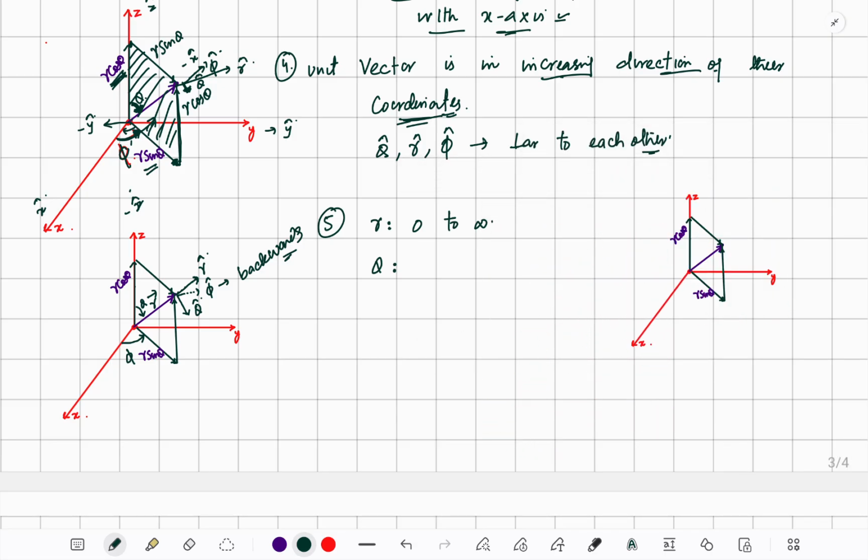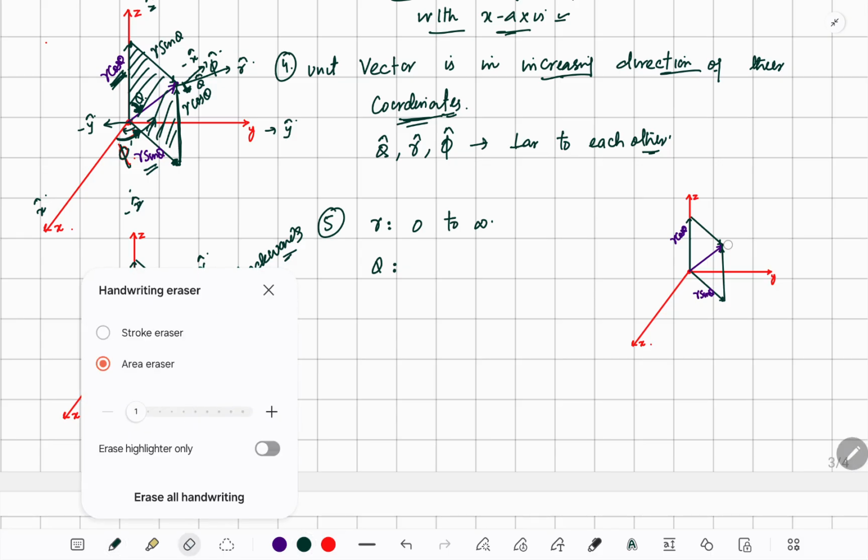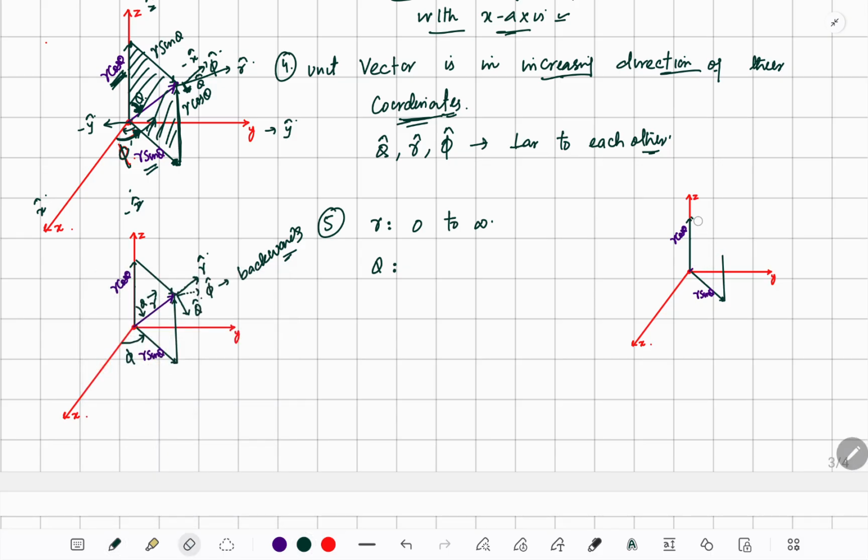Let me write it here. Let me erase a bit. Let me erase all these things, the things which are not important for me. So basically, if you have this thing as r, now how much angle does this r make with the z-axis? So this is theta. Now this vector r has the same angle theta, just the negative of it.